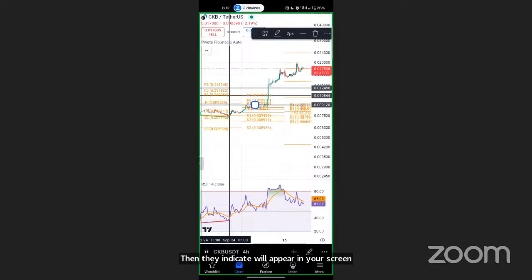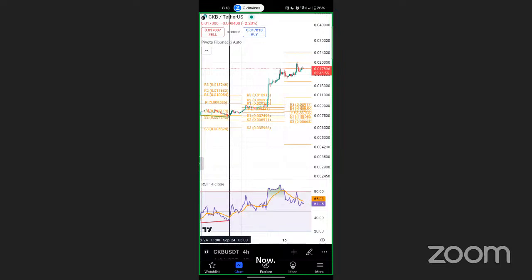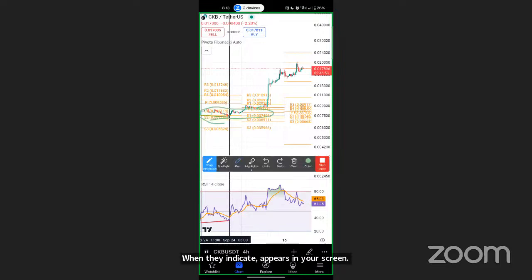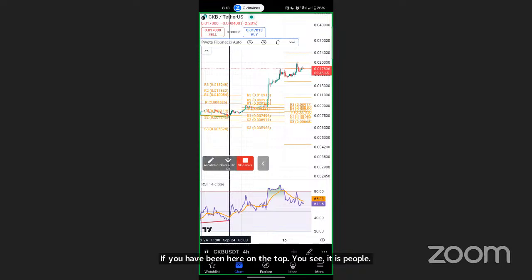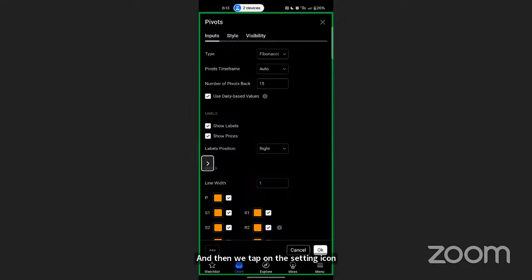Now, when the indicator appears on your screen, if you are using a phone, it will appear here on the top. You see, it is Pivot Fibonacci Auto. Now let's tap on it, and then we tap on the settings icon. In the settings, it will give us the pivot style or type. If you are using Fibonacci, it is using Fibonacci numbers.